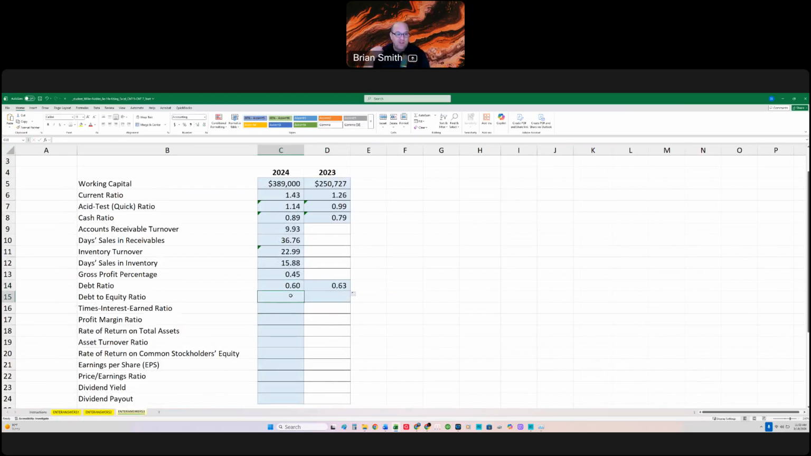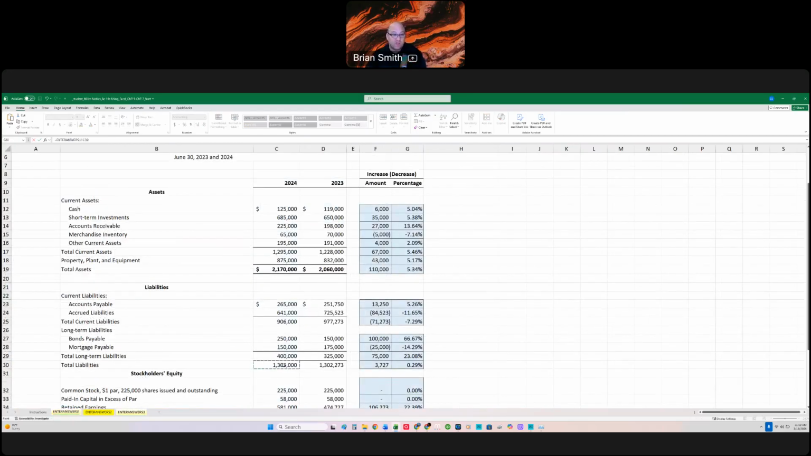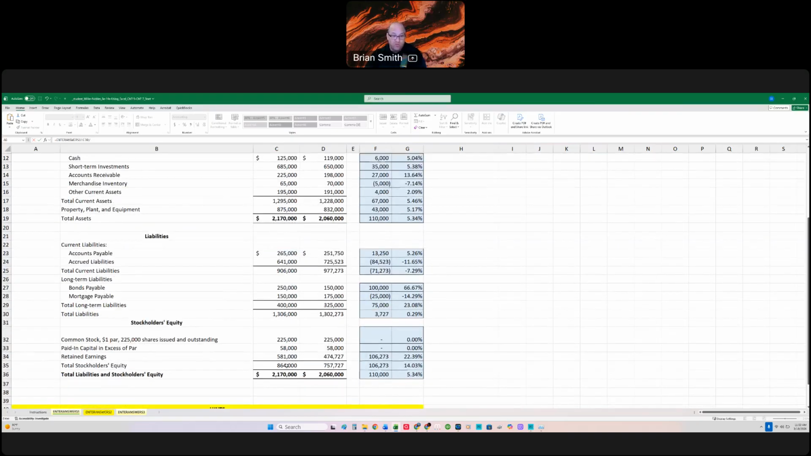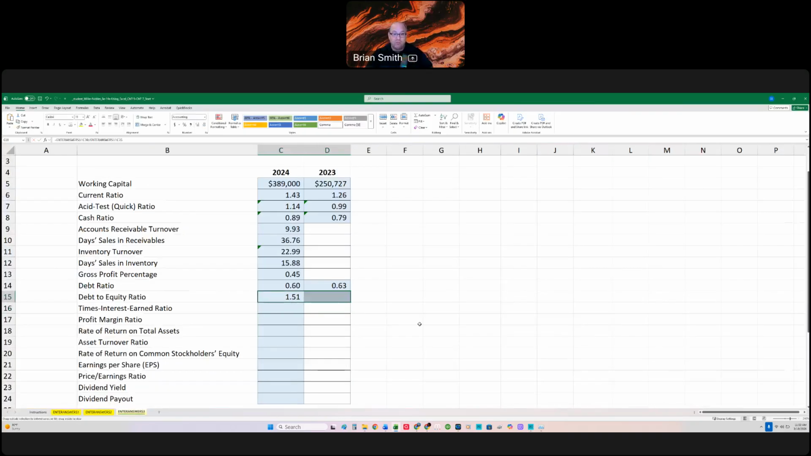Then in cell C15, we're going to do the debt to equity ratio, which is total liabilities divided by total equity. Going back to enter answers 1, total liabilities in cell C30 divided by total equity, which is C35. And then drag it over to get the prior year's debt to equity. Let me give you that again, sorry. And pause the video for your convenience.